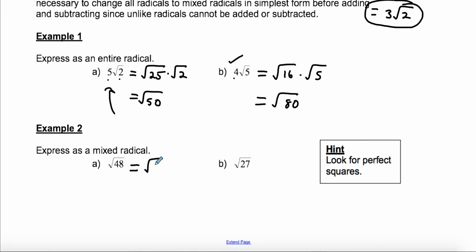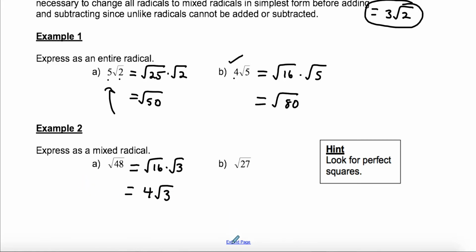48 is the same thing as 16 times 3. I'm going for as big of a number as I can there. 16 times 3, the square root of 16 is 4, and I still have a root 3. I don't want to break down that root 3 and get any decimals. I'm trying to go for exact answers. So once you break it down like that, you're done.